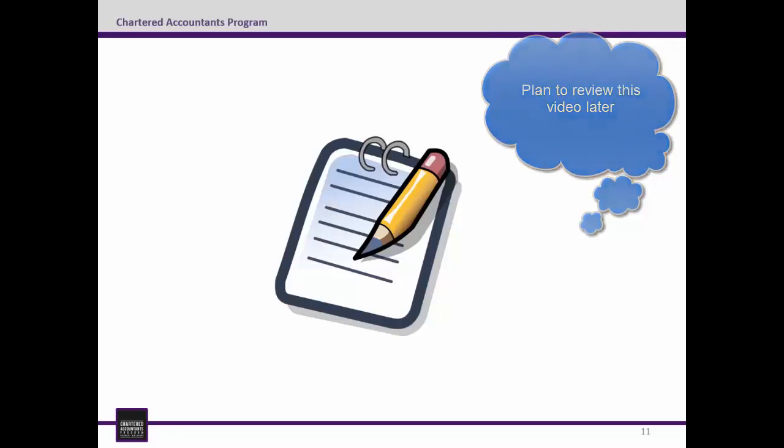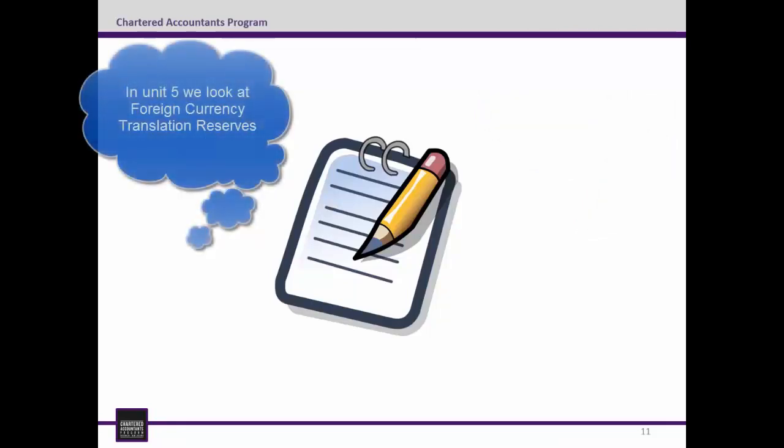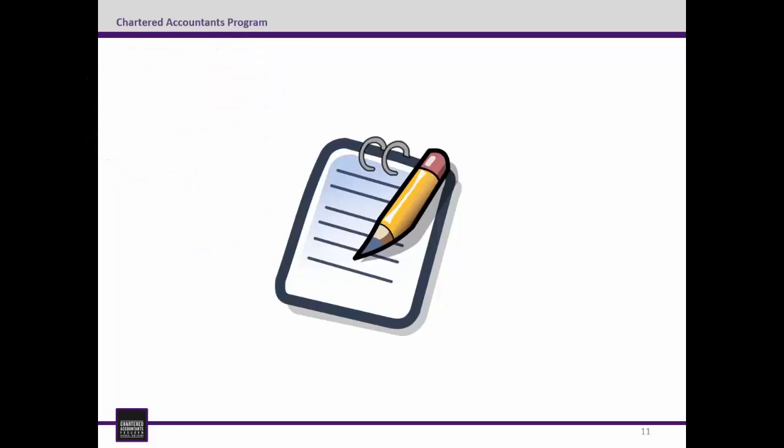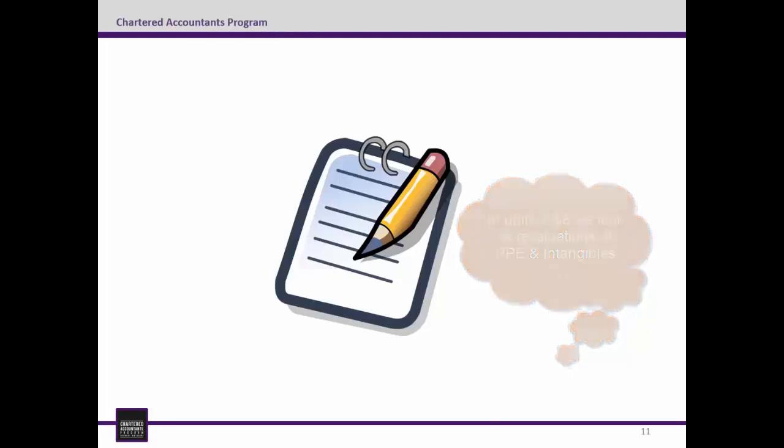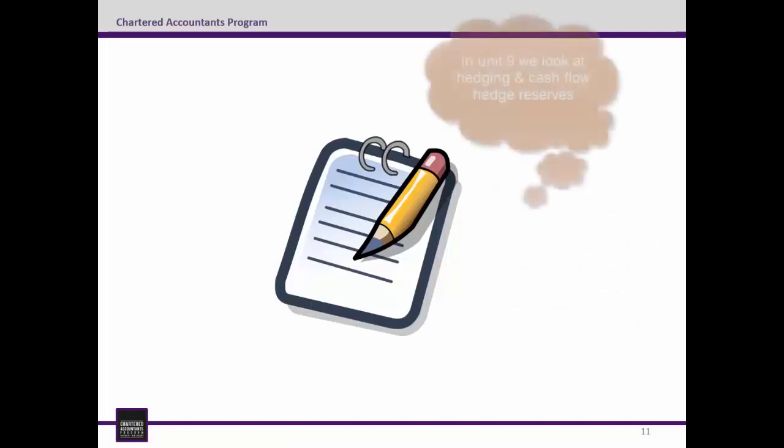Some examples later on are, in Unit 5, we talk about translating financial statements from a functional currency into a presentation currency. Differences go to the foreign currency translation reserve. In Units 7 and 8, we talk about revaluations of property, plant and equipment and intangible assets. Often these revaluations hit the revaluation surplus account. In Unit 9, we talk about hedging and in particular cash flow hedges. We'll talk here about the accounting and amounts that hit the cash flow hedge reserve.